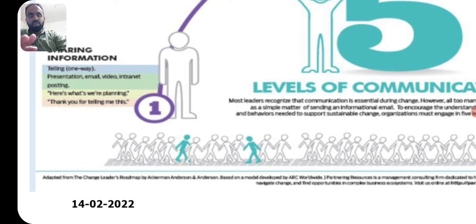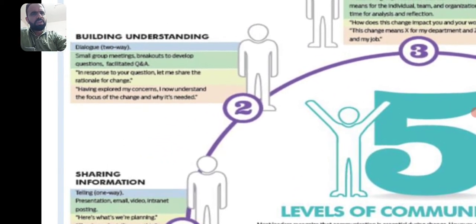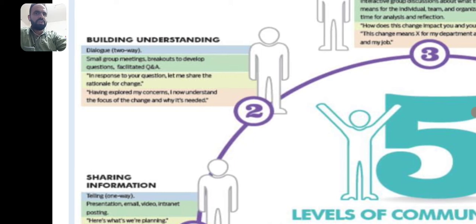So one simple way or secret of having effective communication is to have that positive mentality, and giving respect while we communicate to the receiver of the communication. So that is the first stage, sharing of information. Second stage is building understanding.